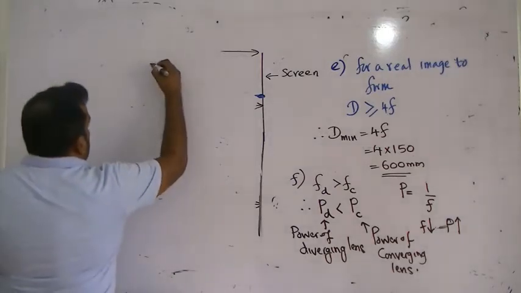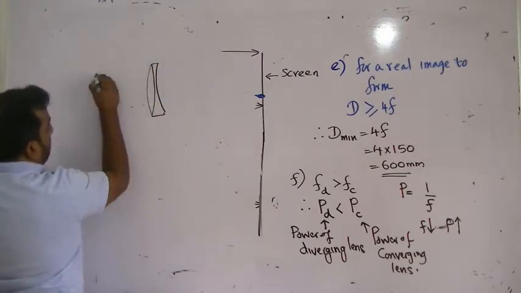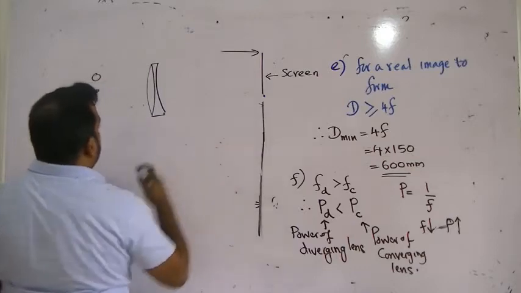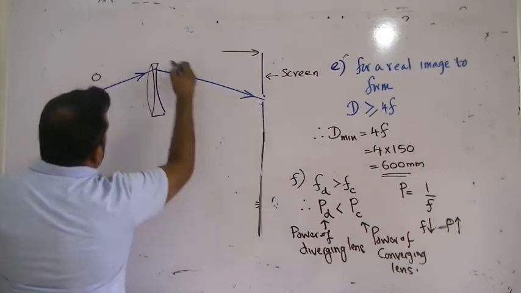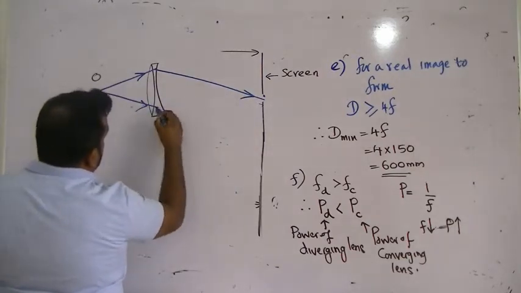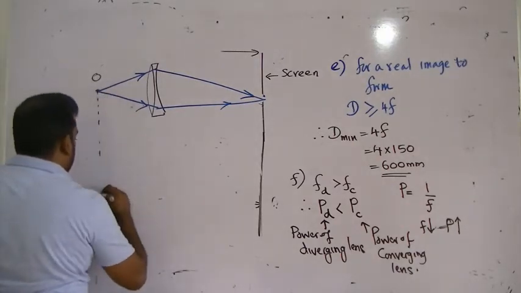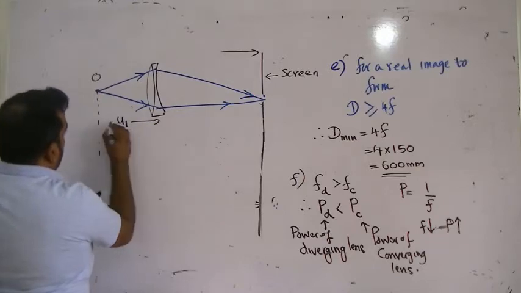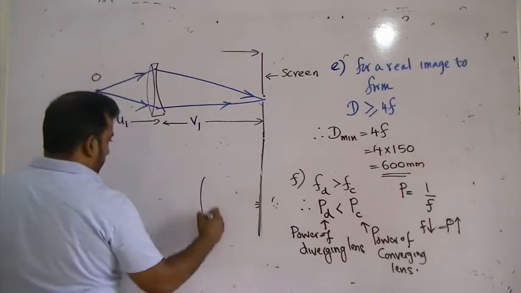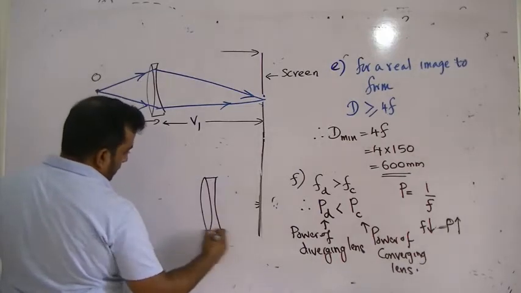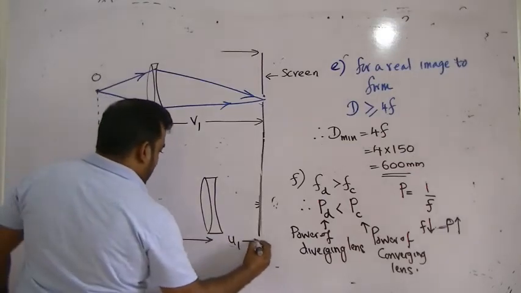Right. So what I can do is put the convex lens and the concave lens together, so that the effective lens will be convex. New object distance, new image distance. Similarly, you can change the position here. This is V1, then this will be U1.